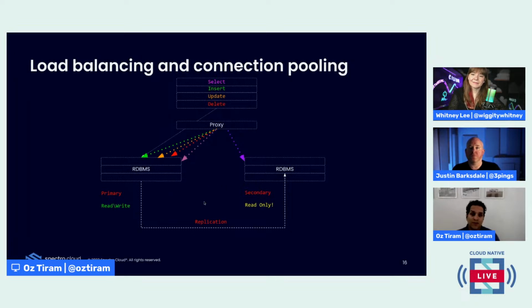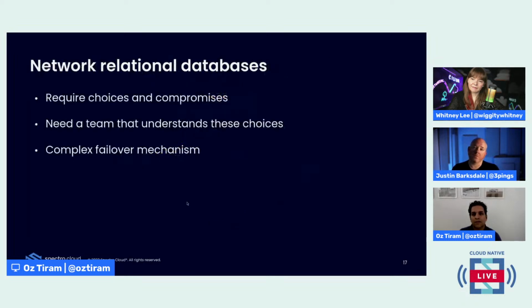To make things worse, many high availability solutions on relational databases actually require a quorum by having Consul or etcd in the background, which synchronizes the database. So we thought, okay, network databases don't work for us. Let's look at those things.